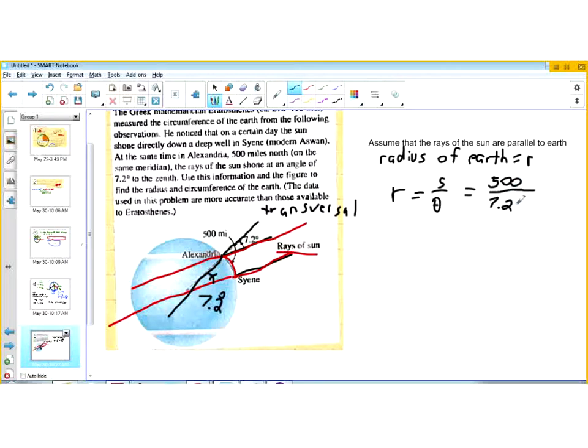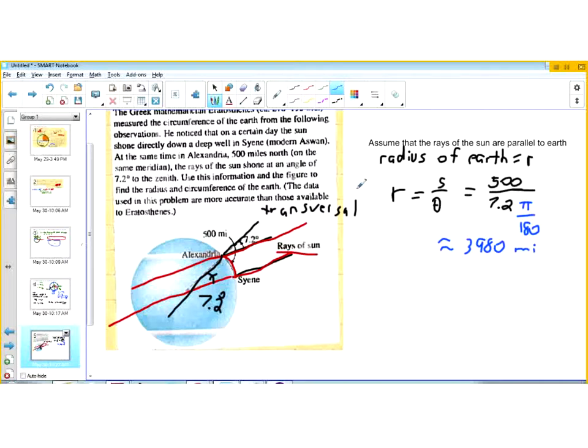Now we have to convert 7.2 degrees into radians in order to make the calculation. So don't forget that when you have degree measure, you have to convert degree measure into radians to calculate distance. We know pi radians is equal to 180 degrees, so we have this multiplying factor. When you do the calculations, it turns out that what was thought to be the radius of the Earth back then was 3,980 miles. The radius of the Earth hasn't changed, of course.